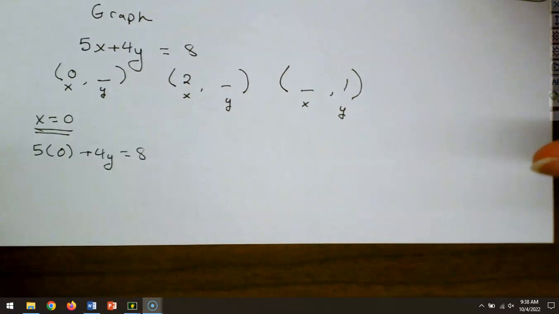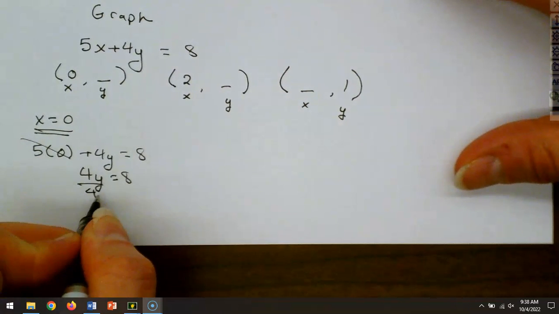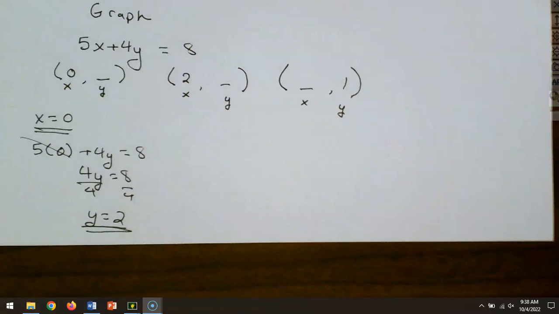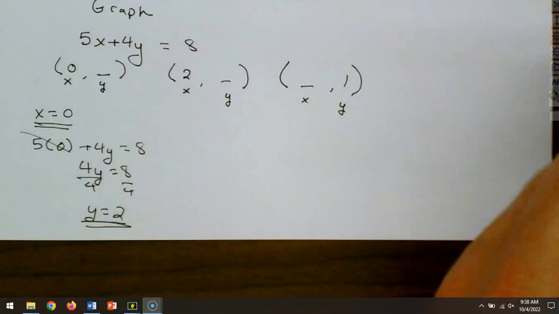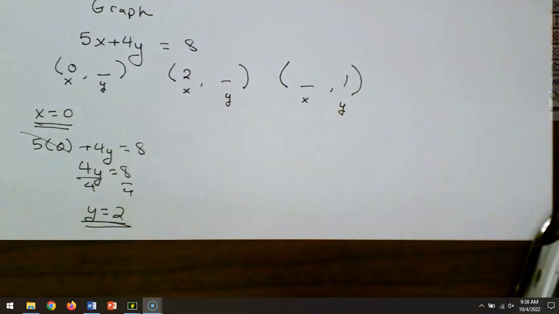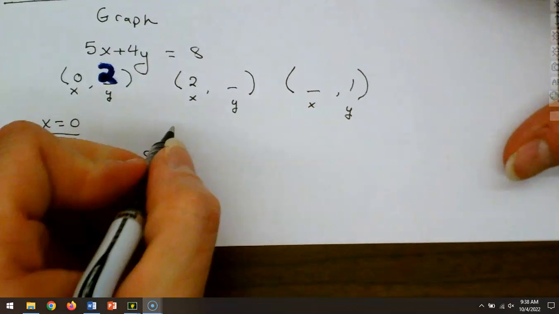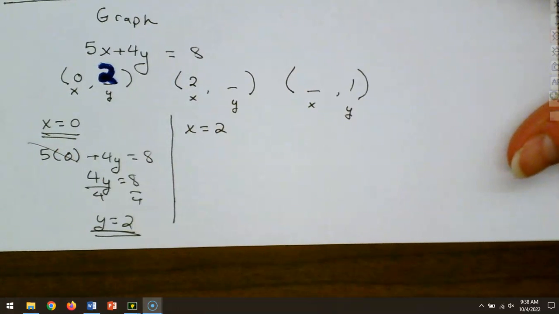And 5 times 0, of course, is 0. So that gives you 4y equals 8. Divide by your 4. And so y equals now 2. Okay, so that's going to go there. We've got a 2 there. Now we're going to repeat the process with x equaling 2. And you may get a fraction. If you get a fraction, that's okay. When we go to graph them and plot our points, we'll just figure out where it belongs. So if it's a fraction, that's not a problem at all.